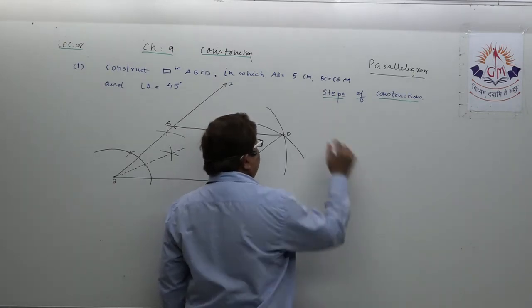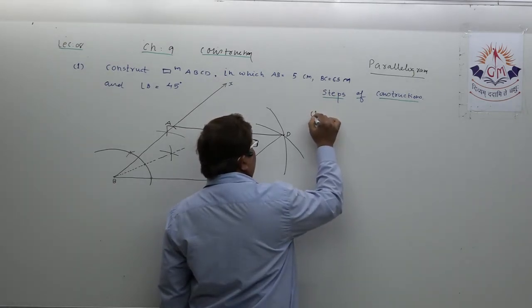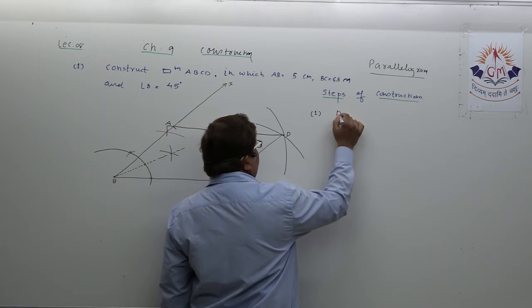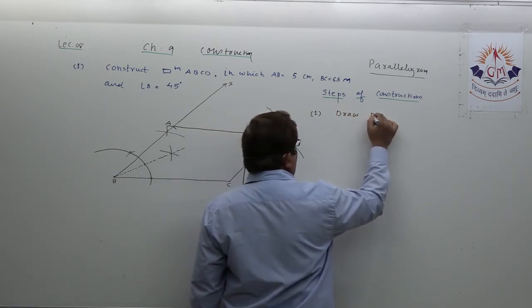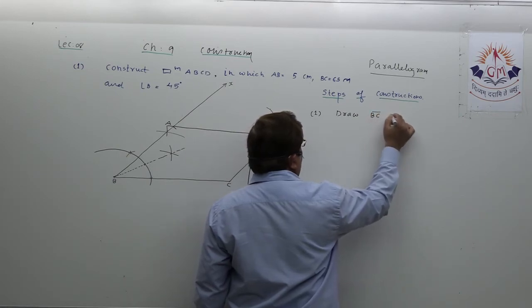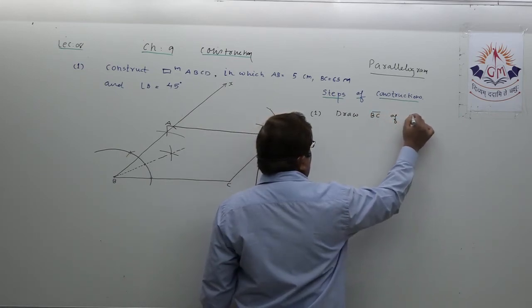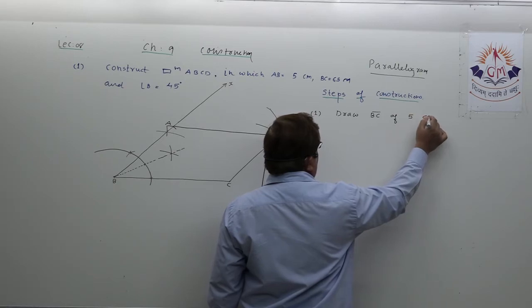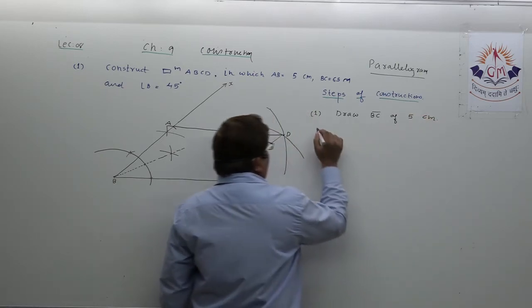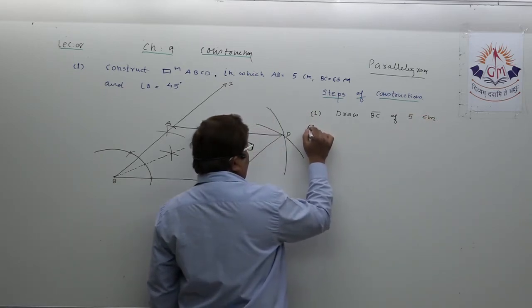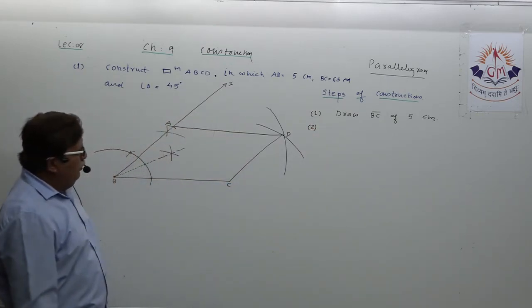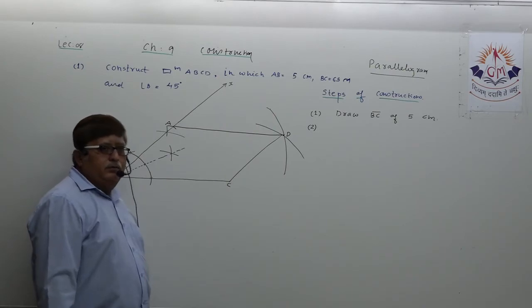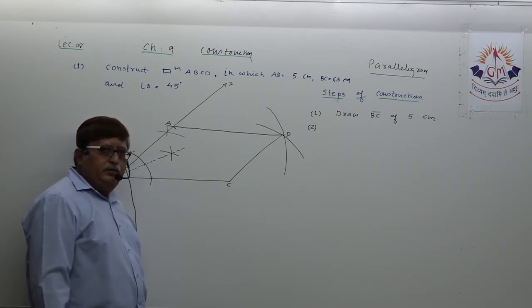First step, draw BC of 5 centimeter. The first step we have written, draw BC of 5 centimeter. That's the first step.